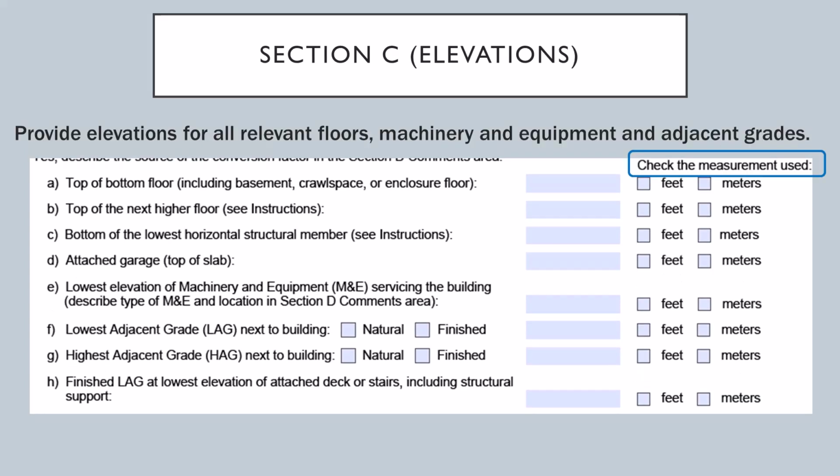Another note before we cover the elevations in depth. Elevations for all relevant floors, machinery and equipment, and adjacent grades should always be given. If they are irrelevant to the building, an NA should be placed in the field.